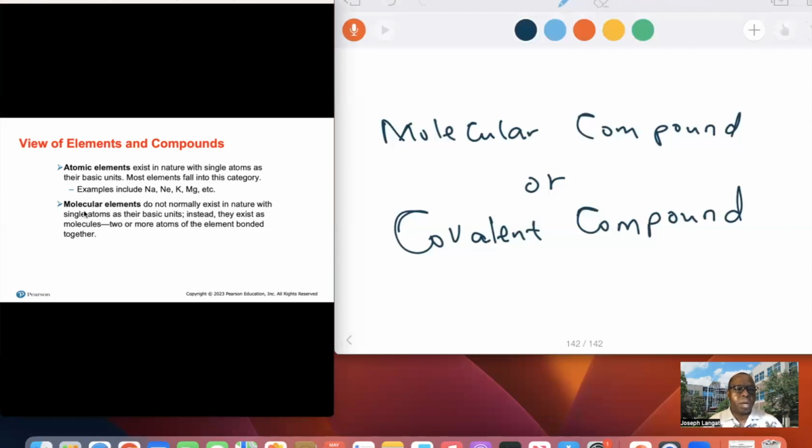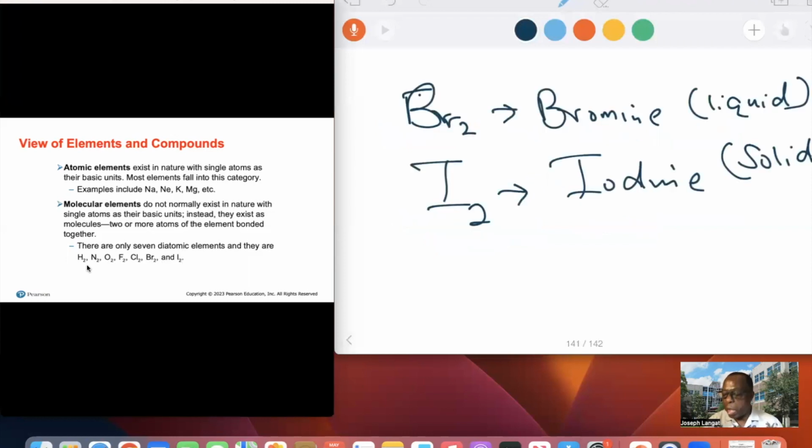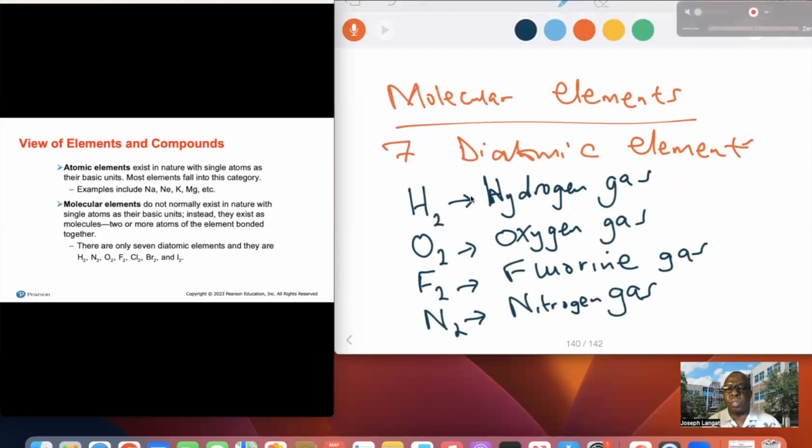Back to our slide, molecular compounds do not normally exist in nature with a single atom as the basic unit. Instead, they exist as molecules, 2 or more atoms bonded together. All right, these are the 7. Let's count: 1, 2, 3, 4, 5, 6, 7. And you should be able to name them. Look at my whiteboard, I do have the names. Hydrogen gas, oxygen gas, fluorine gas, nitrogen gas. They exist as diatomic. This is liquid at room temperature, and this is solid at room temperature.